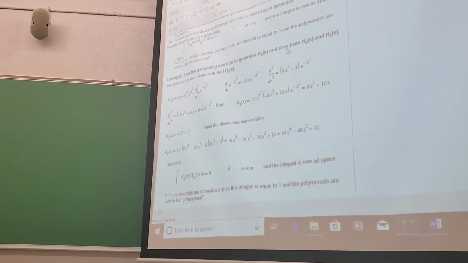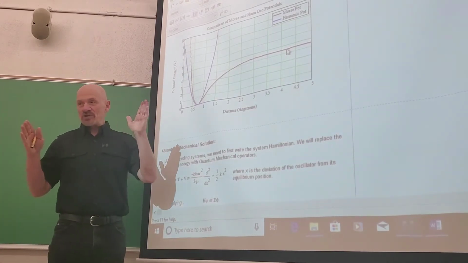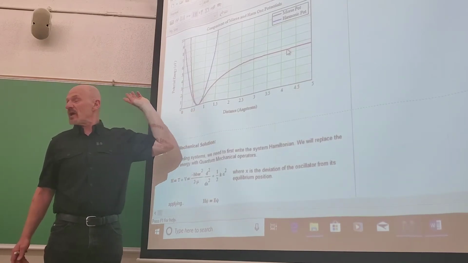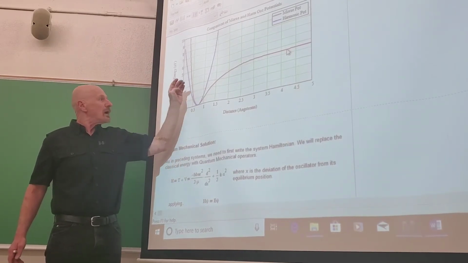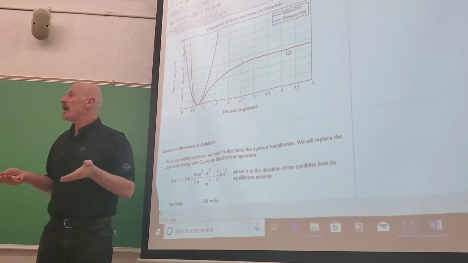We have this graphic here. If the amplitude of the vibration is too large, we get up into this region, we're going to have a lot of error. But if it's small enough, we're down here, we can get away with using a harmonic model.